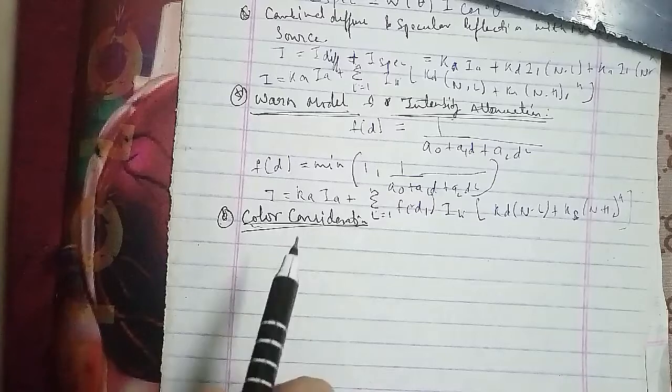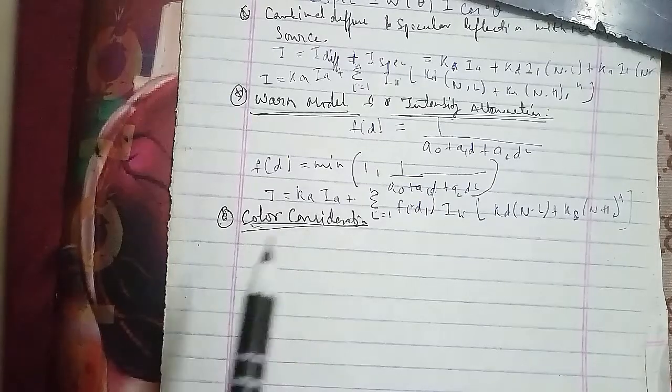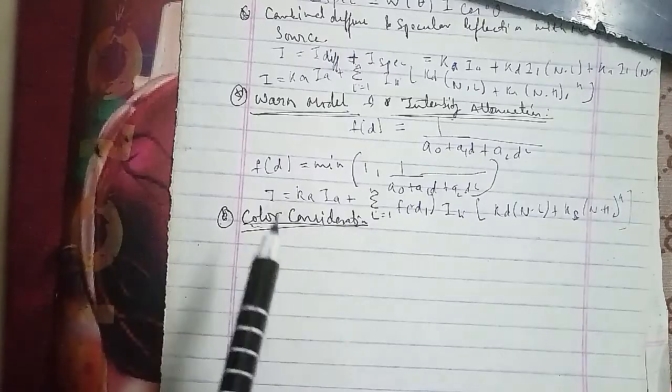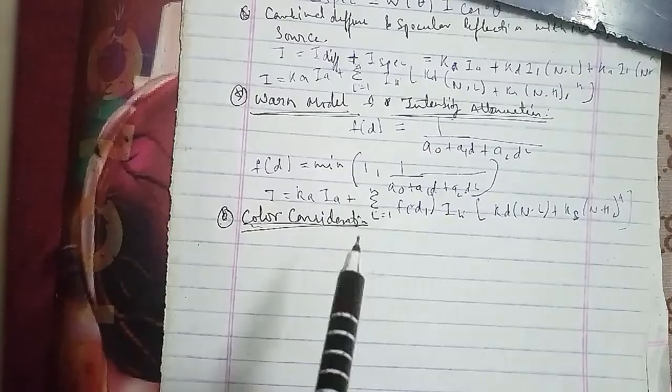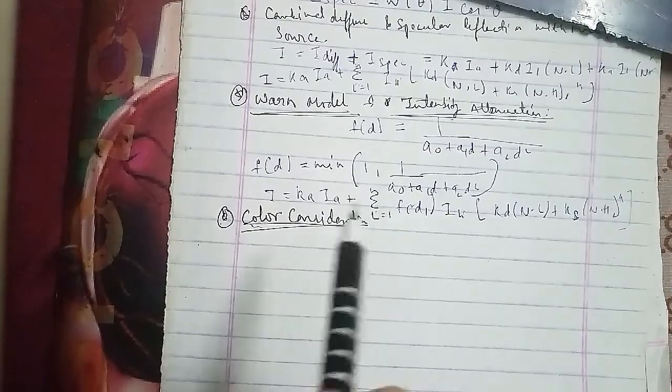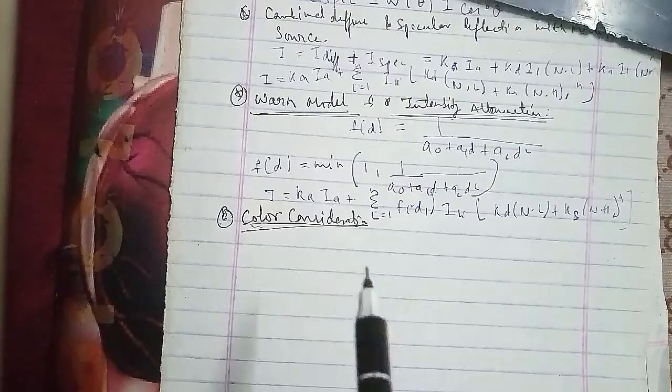One way to set surface color is by specifying the reflectivity coefficient as a three-element vector. The diffuse reflection coefficient vector, for example, would have RGB components kdR, kdG and kdB.